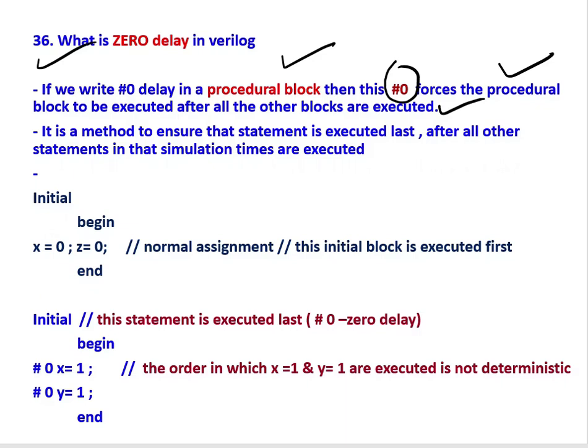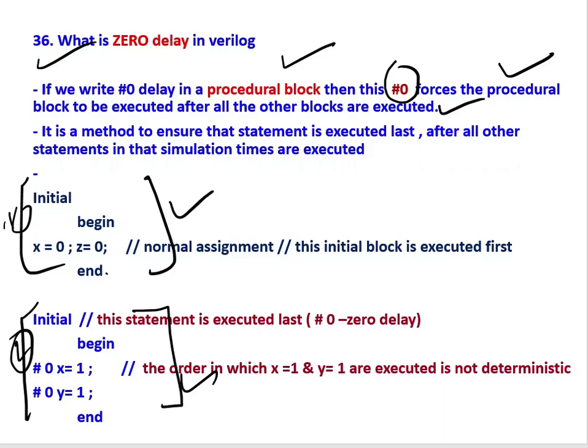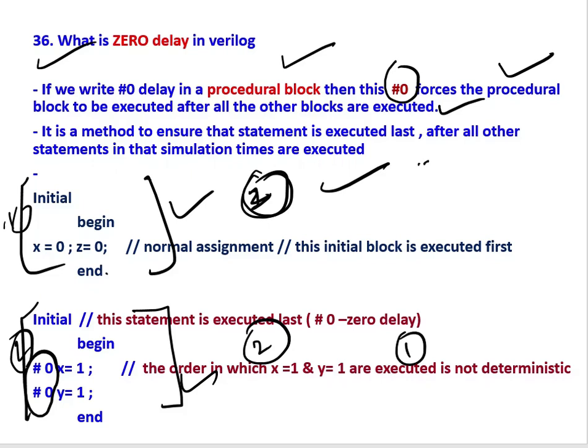Initial begin x equal to 0, z equal to 0, and then initial begin x. Here I have two initial blocks, the first one and the second one. So how will the simulator know whether the first one or the second one will be executed first? If you completely omit this #0, then either this one is executed first and then the other, or the other first and then this one. So this is the confusion, and it is random, and it is decided by the simulator.